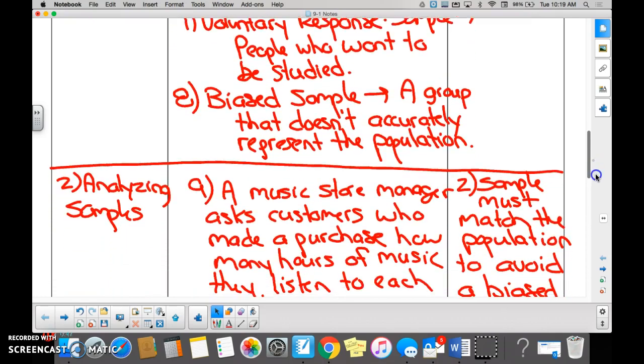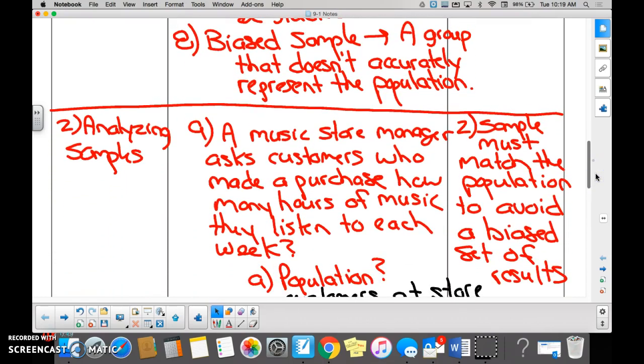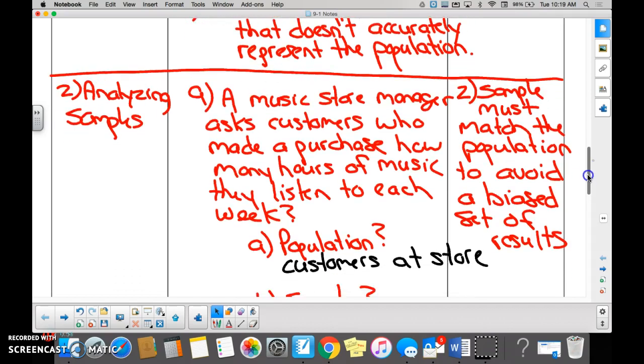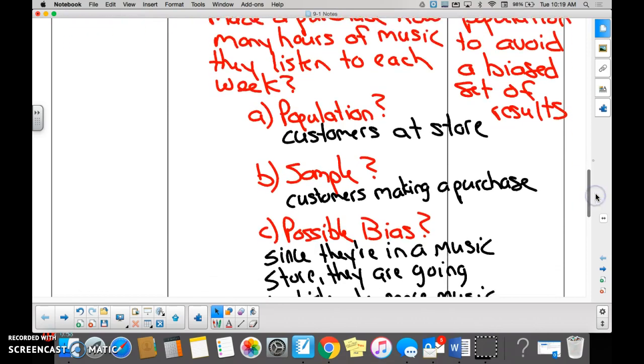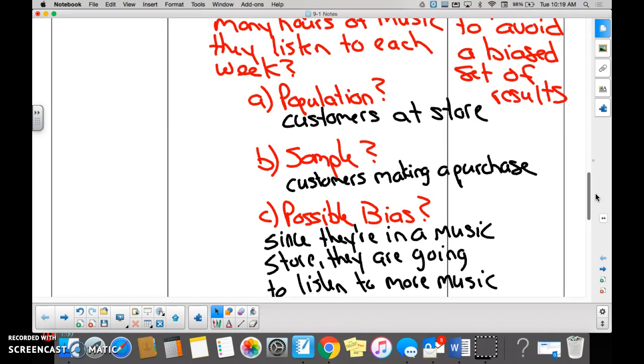Analyzing samples. So I gave you two scenarios. The first one was a music store manager asked customers who made a purchase how many hours of music they listened to each week. We identified three different things: A, the population, B, the sample, and C, the possible bias. Population, everybody? The people at the store. Customers at the store. And then the sample? Customers who made a purchase.